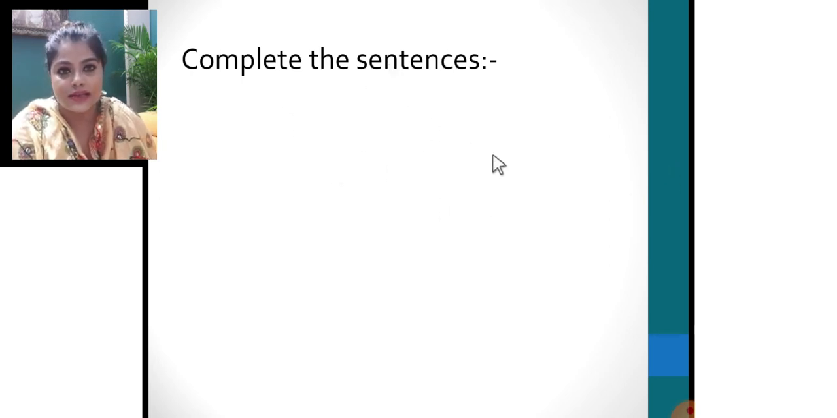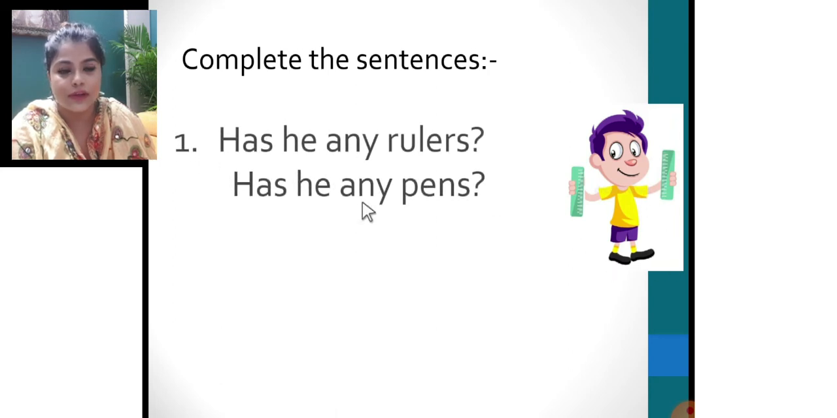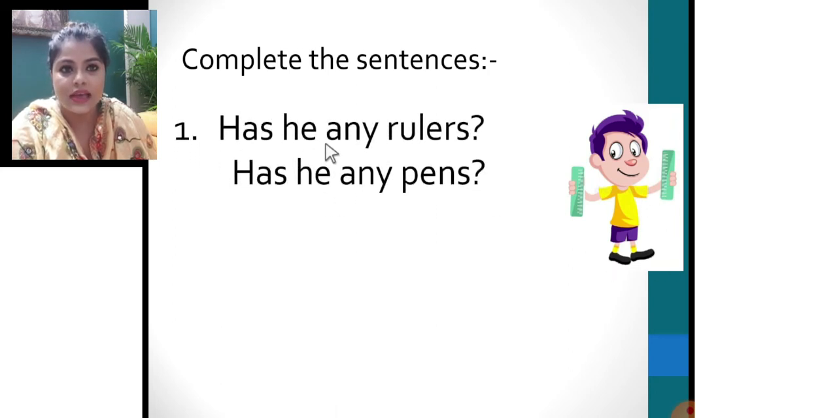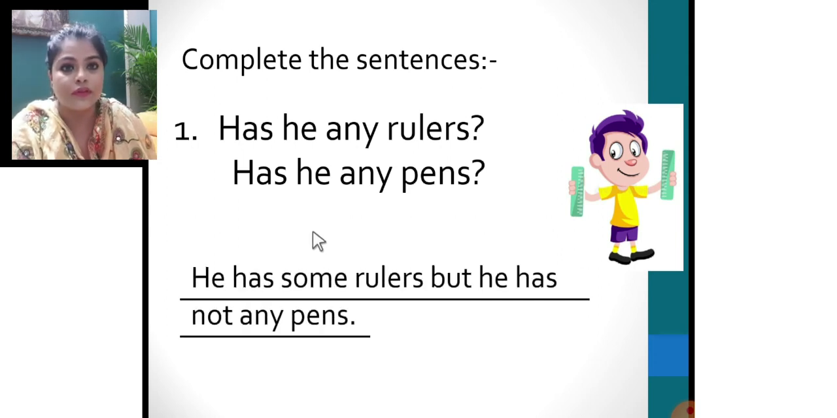Complete the sentence. Now you can see the picture here. First question. Has he any rulers? Has he any pens? You can see there are rulers. Now you have to tell the answer. The answer is already there in the book. He has some rulers, but he has not any pens.